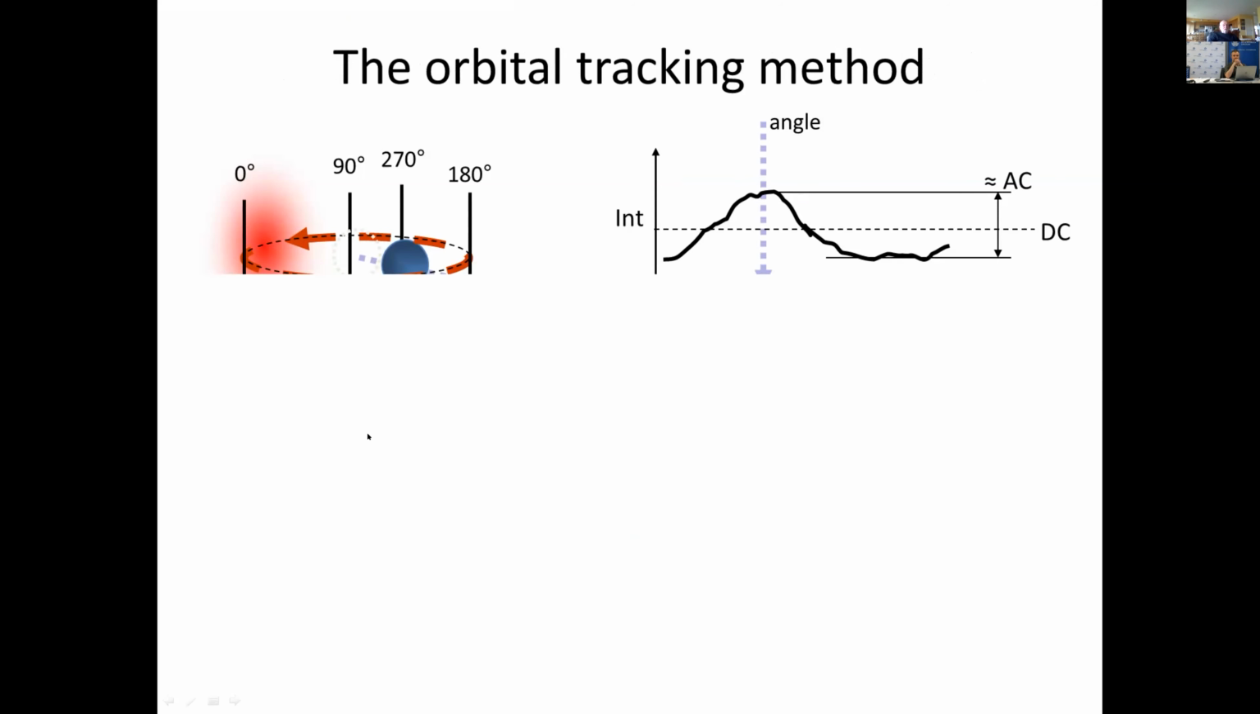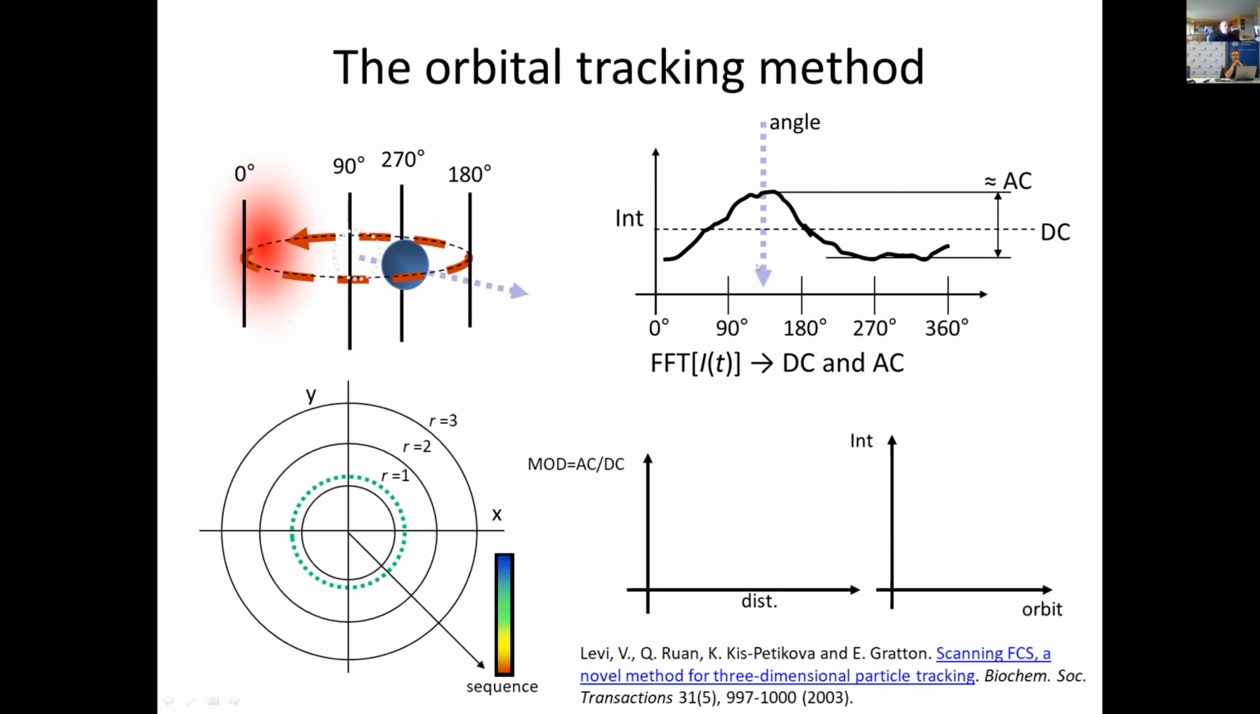I will not describe the orbital tracking in detail, but in orbital tracking, you orbit a particle, which in this case will be an entire nuclear pore complex. And as you orbit the particle, you will center the particle exactly at the center, in which case the intensity will be a constant. So the modulation, what we call the amplitude of the modulation, will go to 0. And this is the method we use.